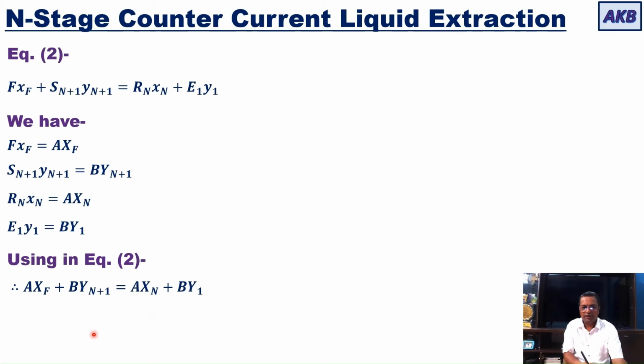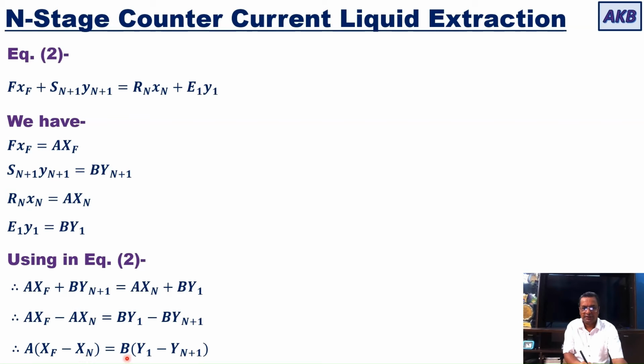Now, I will bring all terms containing A on one side and all terms containing B to the other side. So it will be A into XF minus A into Xn, that is equal to B into Y1 minus B into Yn plus 1. Then I can take A and B common on each side. So it will be A into XF minus Xn, that is equal to B into Y1 minus Yn plus 1. That is, A upon B is equal to Y1 minus Yn plus 1 upon XF minus Xn. I am calling this equation number 3.